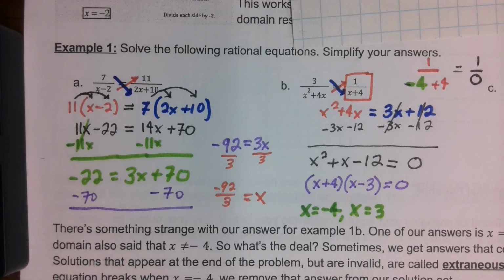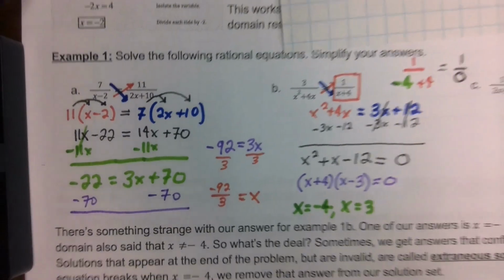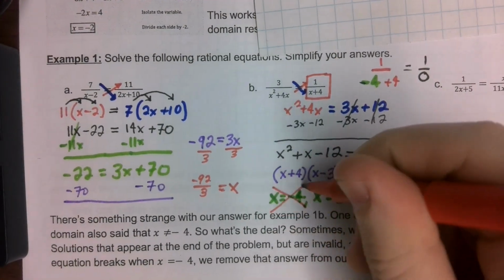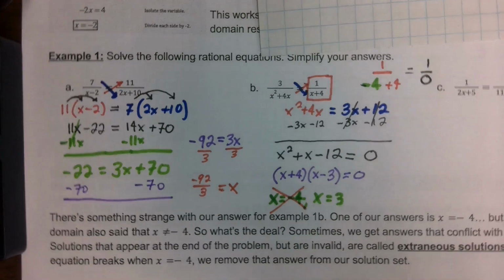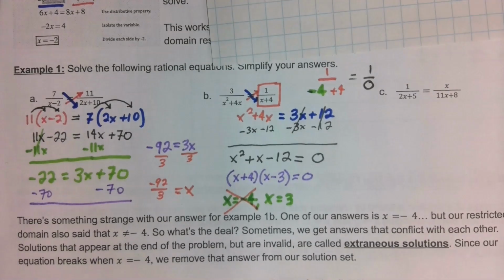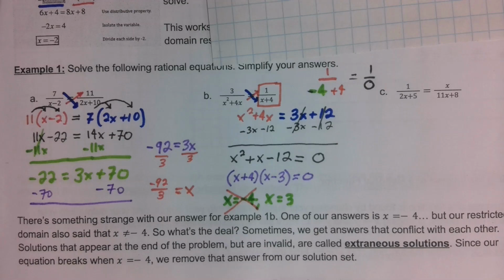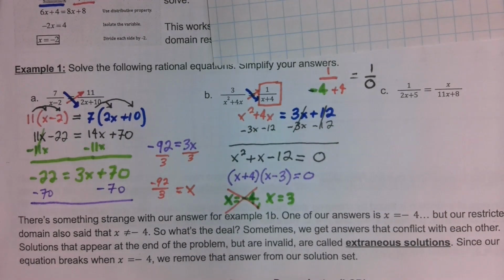What this means is, even though we solved and negative 4 looks like an answer, it would actually break our problem if it was. It's a false answer. It's an answer that looks like it works, but does not. There's a name for this that's given down below. If one of your answers is also in your restricted domain, meaning the things that x is not allowed to be, you get an extraneous solution.